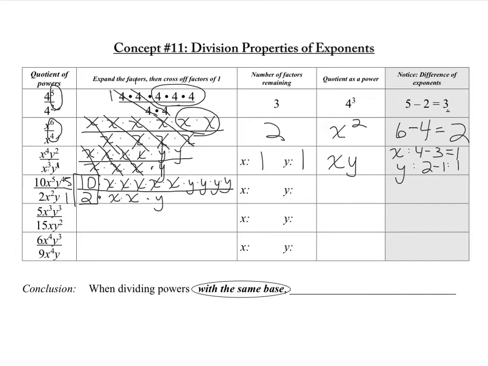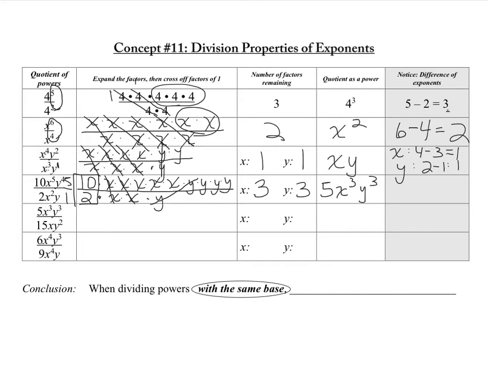We can cross off 2 x's, and we can cross off 1 y. So how many x's am I left with? I'm left with 3 x's. How many y's? I'm left with 3 y's. And then I have a coefficient of 5. So my answer, we're not going to write it as 5 over 1 because that's just 5, would be 5 x to the 3rd, y to the 3rd.